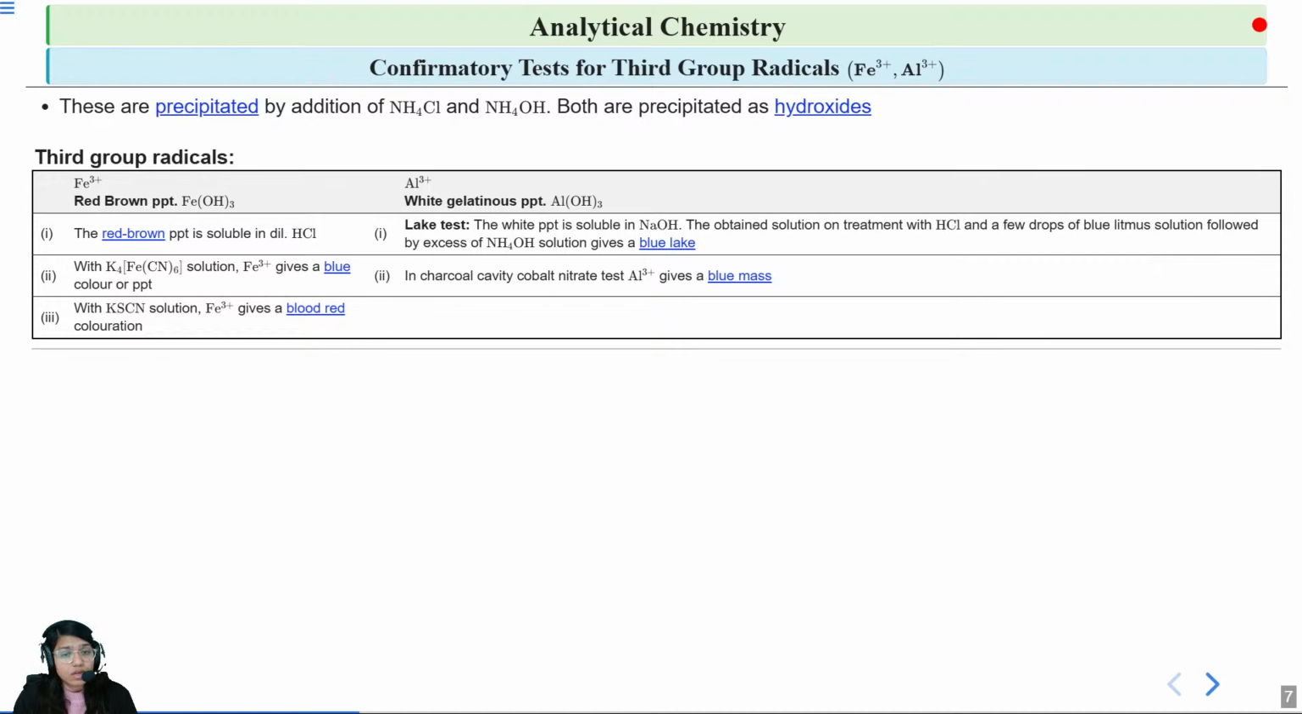Now we'll discuss the reactions for Al3+. So the lake test for aluminium ion Al3+ involves dissolving the white gelatinous precipitate in NaOH and then adding HCl and blue litmus, followed by NH4OH to produce a blue lake. And in the charcoal cavity cobalt nitrate test, aluminium ions Al3+ give a blue mass. So aluminium ions in the charcoal cavity test form a blue mass with cobalt nitrate.